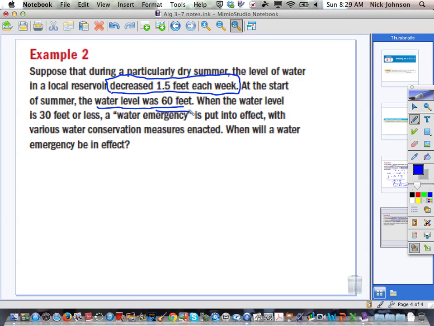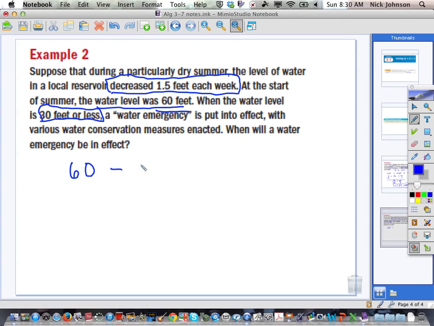When the water level is 30 feet or less, a water emergency is put into effect. 30 feet or less. Okay? That includes 29, that includes 28, etc., etc. That includes 29 and 10 inches. With various water conservation measures enacted, when will a water emergency be in effect? Okay, we want to know when that water emergency is going to come. So, what did we start with? Well, we started with 60 feet of water. So, what I started with, and then we are losing 1.5 feet of water each week.